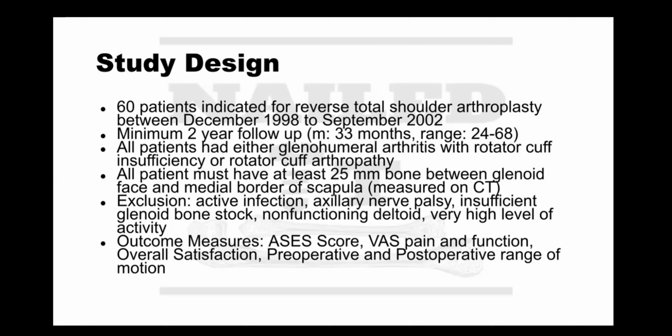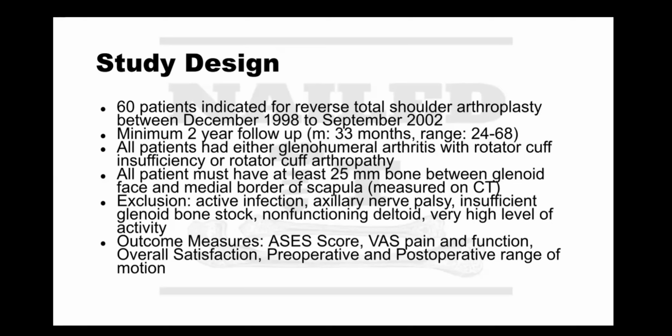They made sure to indicate this only for patients with at least 25 millimeters of glenoid bone between the glenoid face and the medial border of the scapula, which they measured on CT. The idea behind that is the central screw, the smallest, being 25 millimeters. So you don't want that to puncture out and be sticking out into the subscapularis fossa and irritating there.